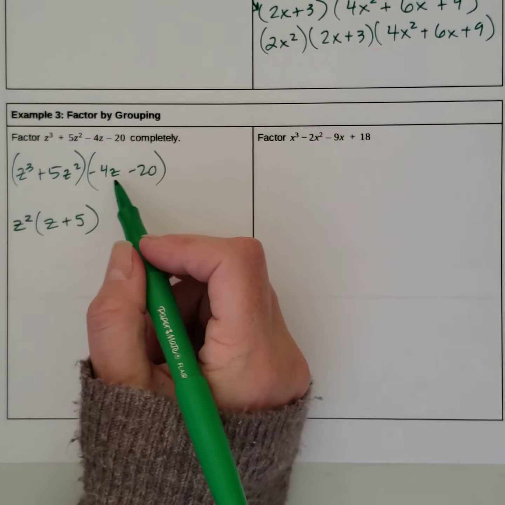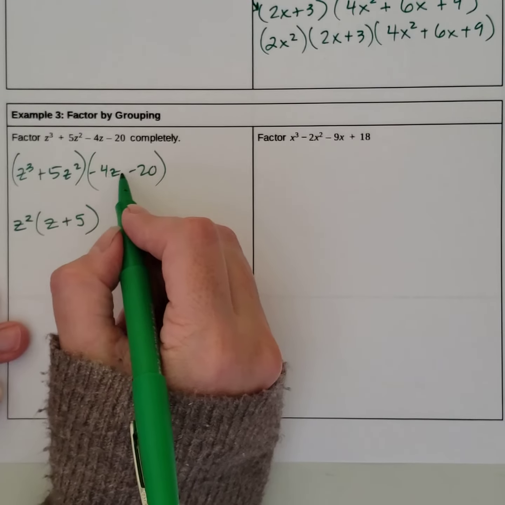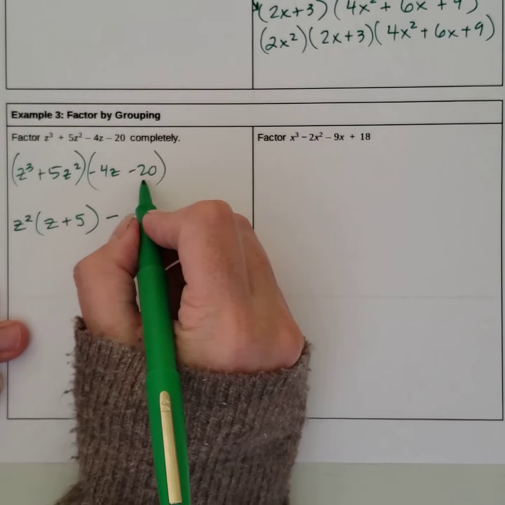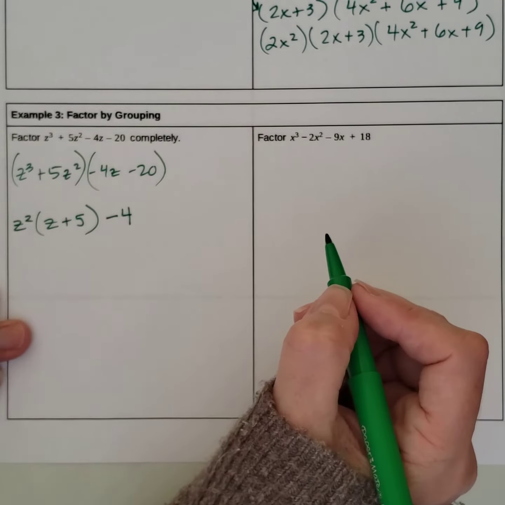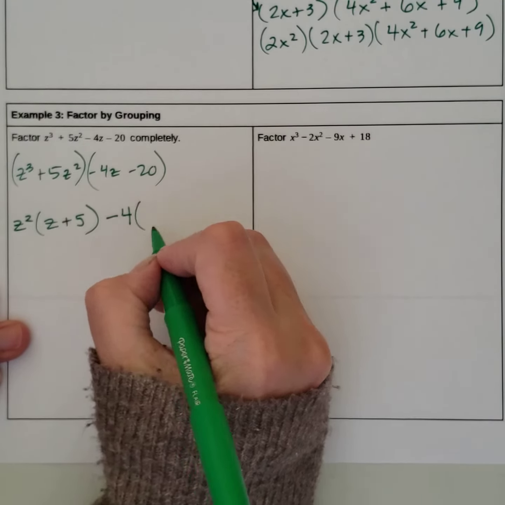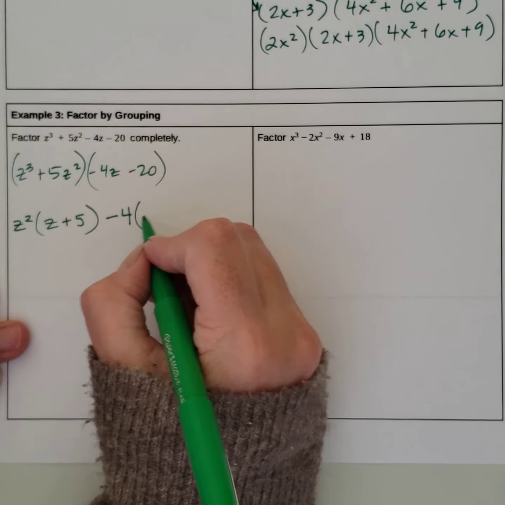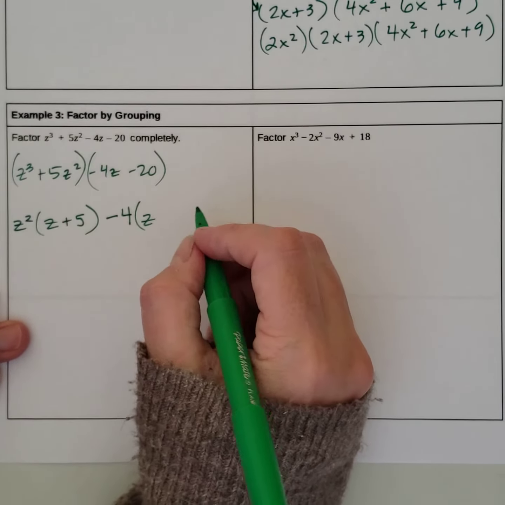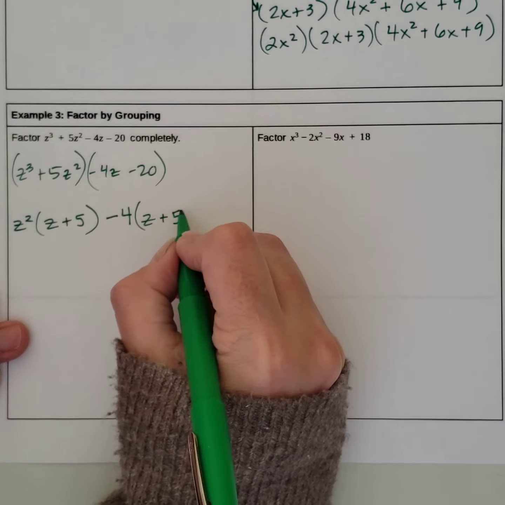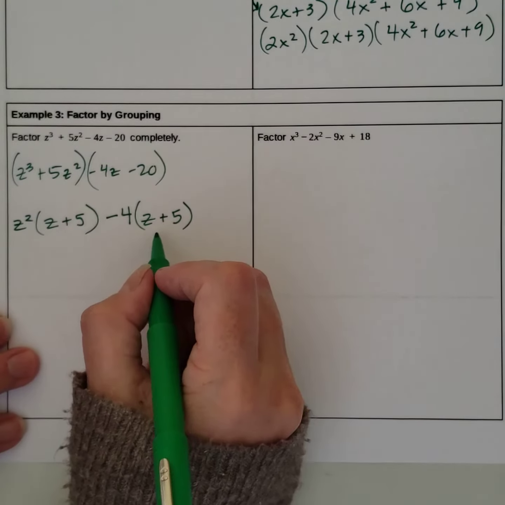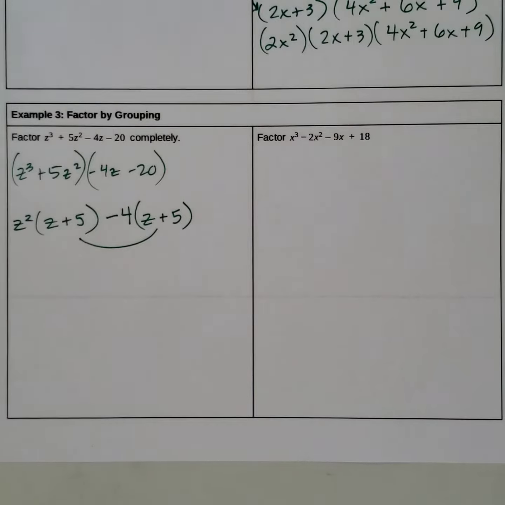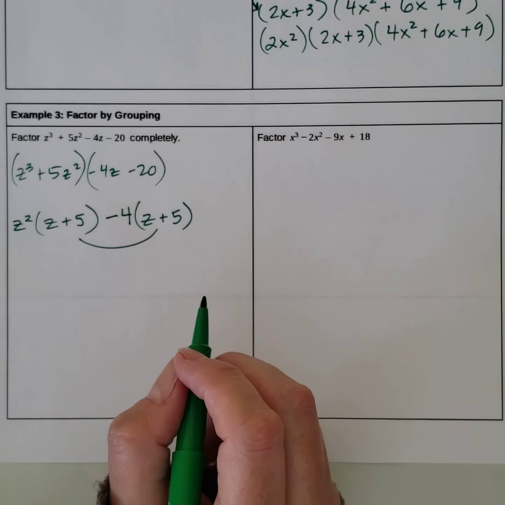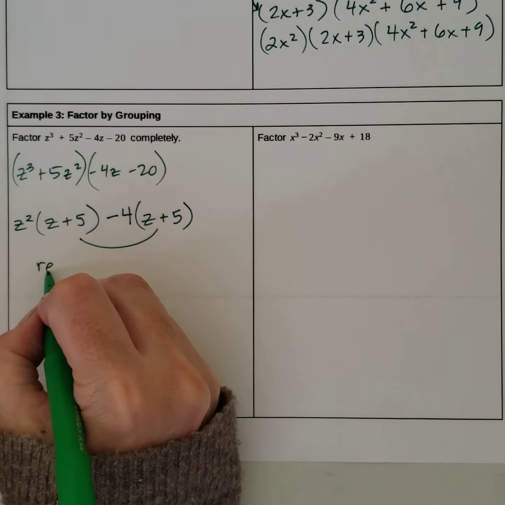Next, we need to look at the negative 4z minus 20. Quite often when you see these two negatives, you need to pull out a negative number. 4 and 20, we can factor out a 4. So negative 4z divided by negative 4 gives us z. And negative 20 divided by negative 4 gives us plus 5. Remember, we want these to be the same. That is our goal. So then the next step was to regroup.